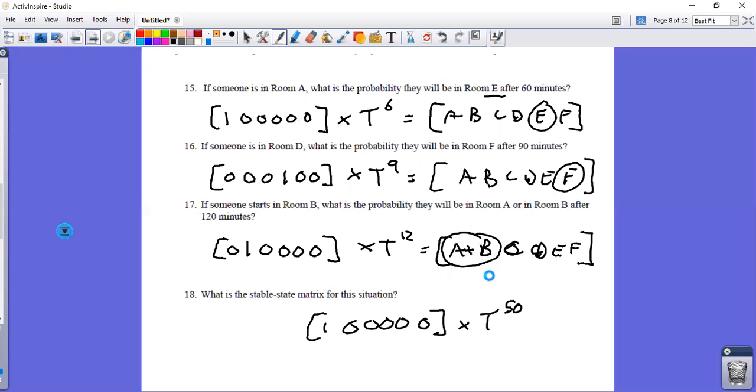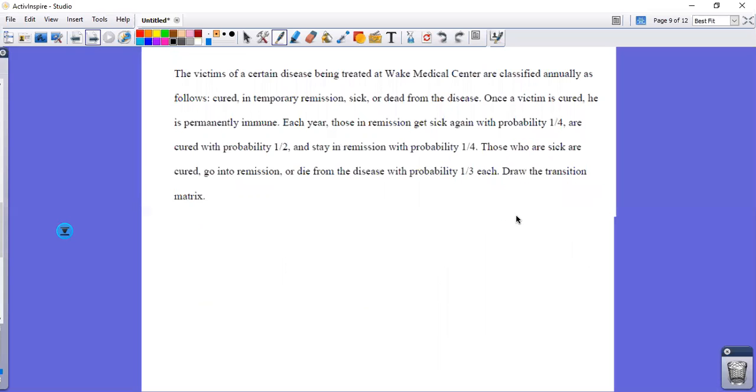So yeah, setting up that transition matrix is probably the biggest part of these problems, and pay attention to make sure that it gives you time, figure out how often it goes on. All right, so last one, you've got victims of a disease who will be treated annually.